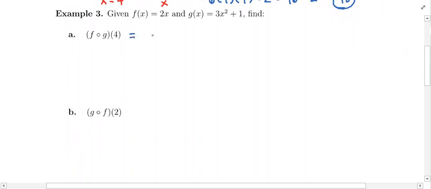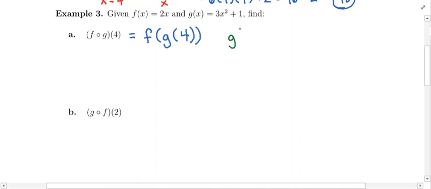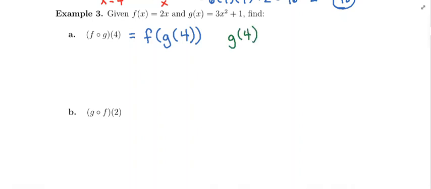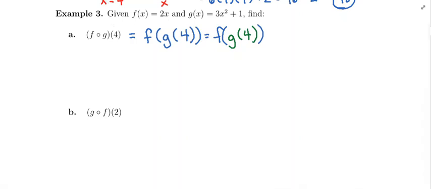Here we can write this as f of g of 4. At this point, I'm going to color code it. Inside we have g of 4. I'm going to put that in green, and then I'm going to put the outside stuff in blue. So the f of is the outside part. By order of operations, we always start inside parentheses. We have a whole lot of parentheses here, so we start with the innermost part.